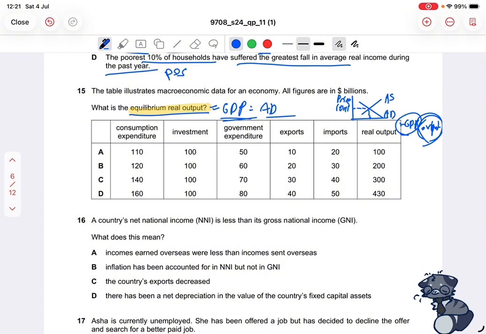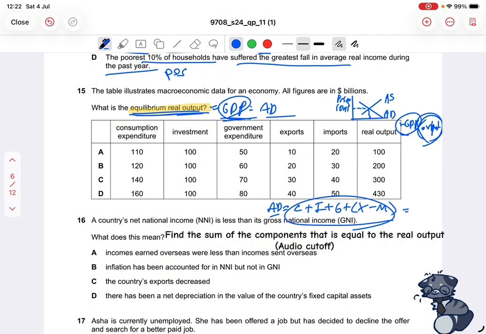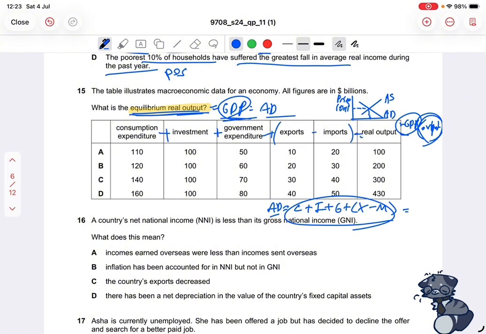So in this case, we know that the components of aggregate demand include consumption, investment, government spending, and net exports. The sum of all of this together will equal AD, which is equal to aggregate demand, which is also the equilibrium real output. So we've been given the values of all the components and the real output. So you would just add consumption plus investment plus government expenditure plus net exports, which is exports minus imports, which should equal this. Just find the values of the sum equaling the actual real output.